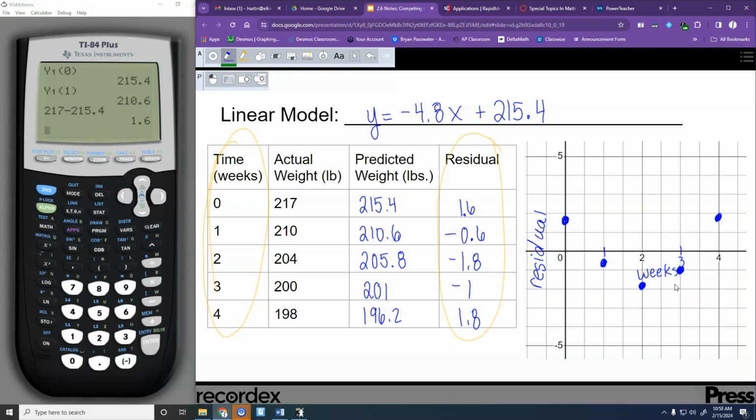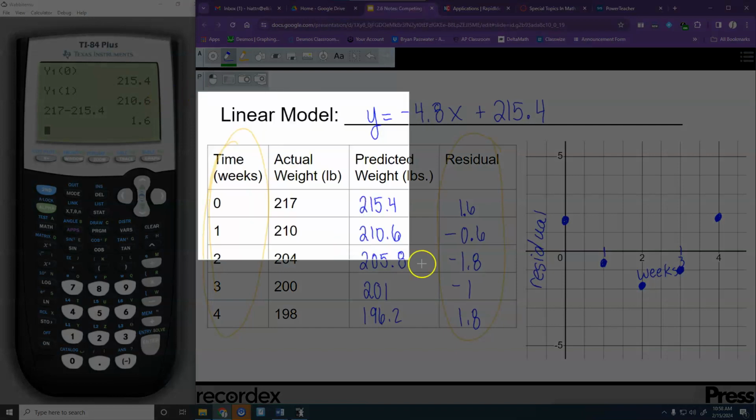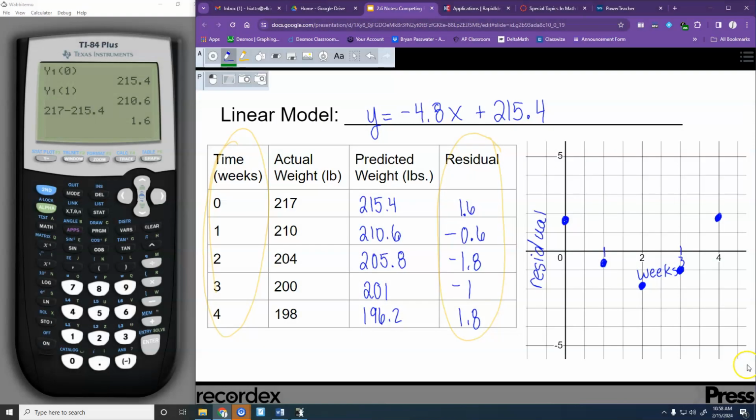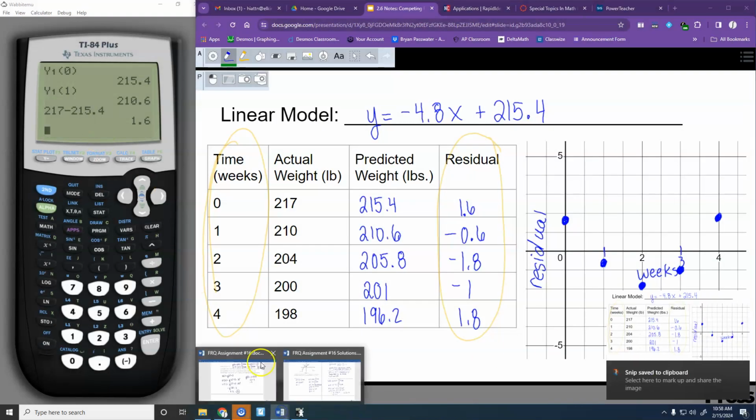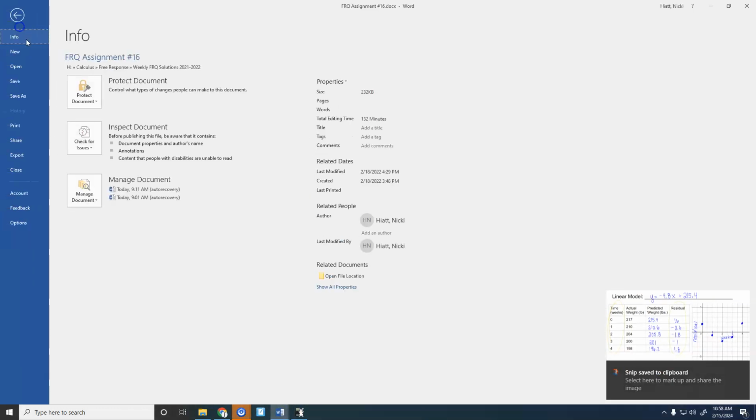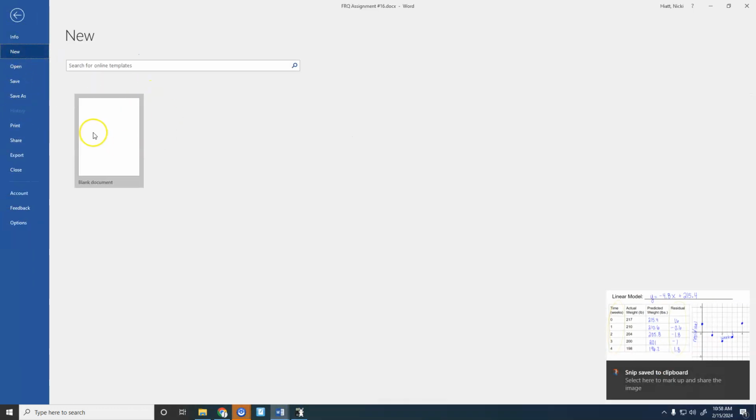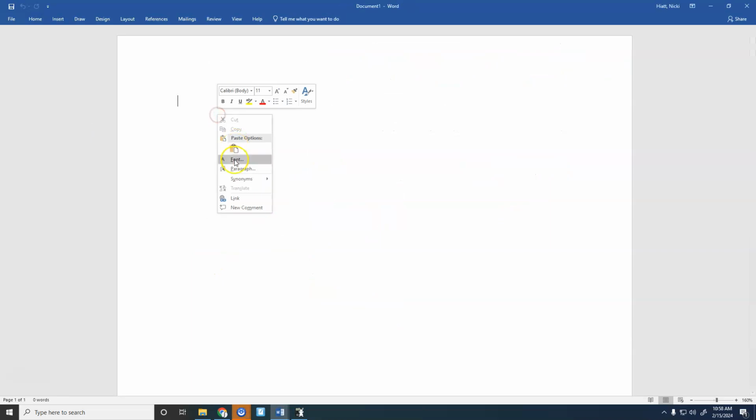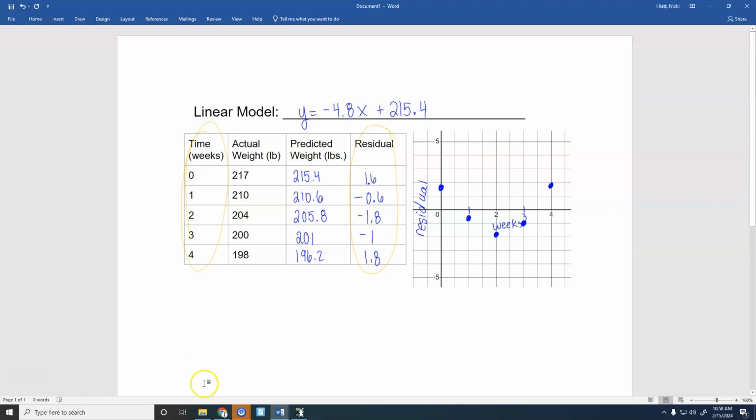I'm gonna screenshot this because when I go to the next one, this is going to disappear and then we're not going to be able to compare them. And then let's do a new Word document. Put it here. All right, you guys will be able to look back because yours is on paper. But there we go. We've got that to look at.